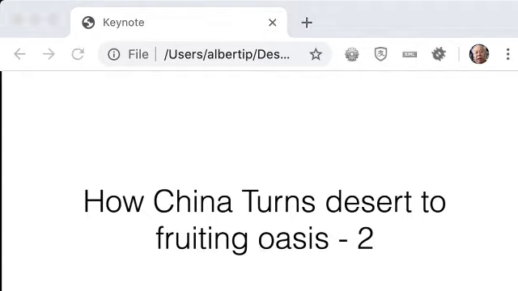Share screen. Where's share screen? Here. Share screen. This screen. Okay. Can you see the screen?